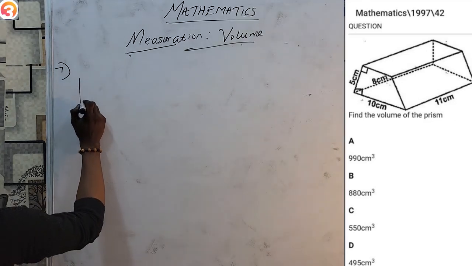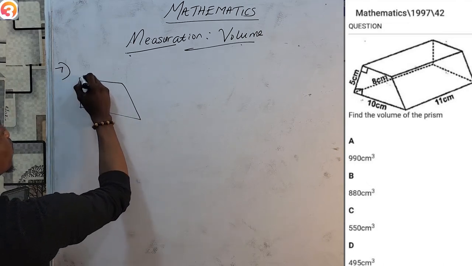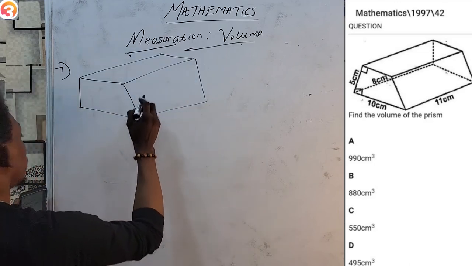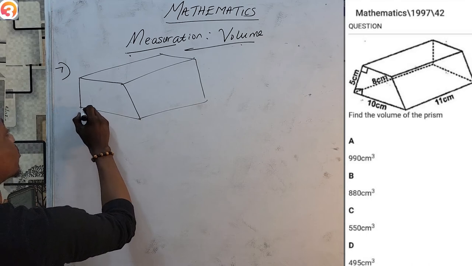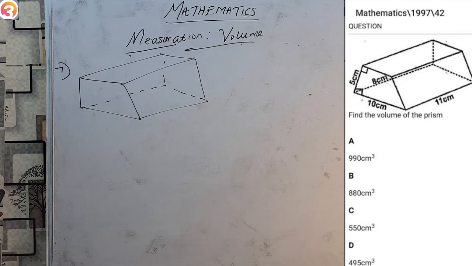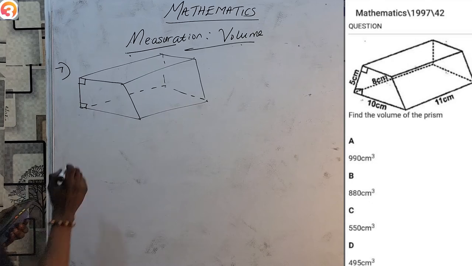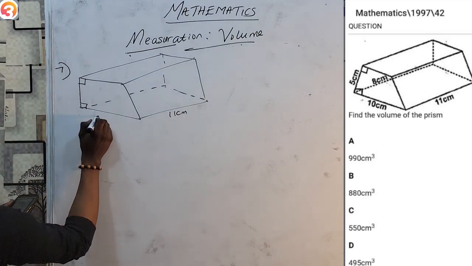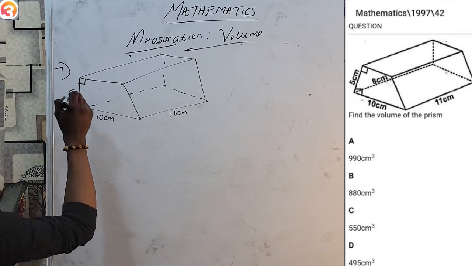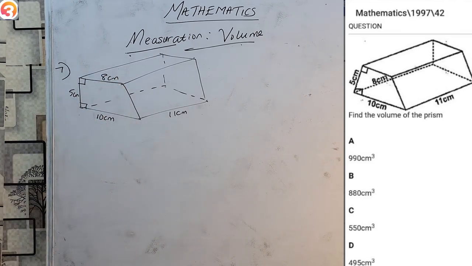So the base looks like this. Then there's this, this, and this. Then it goes up. And then something like this. So we also have the broken lines indicating the internal part, and we are told that this and these are 90 degrees. So here is 11 cm, here is 10 cm, this is 5 cm, and this is 8 cm. So let's see what we have, shall we?